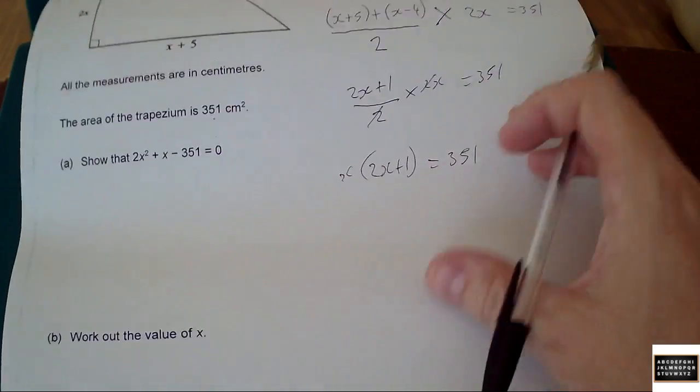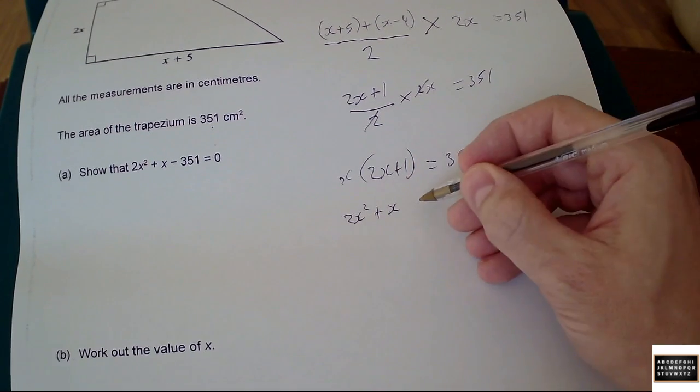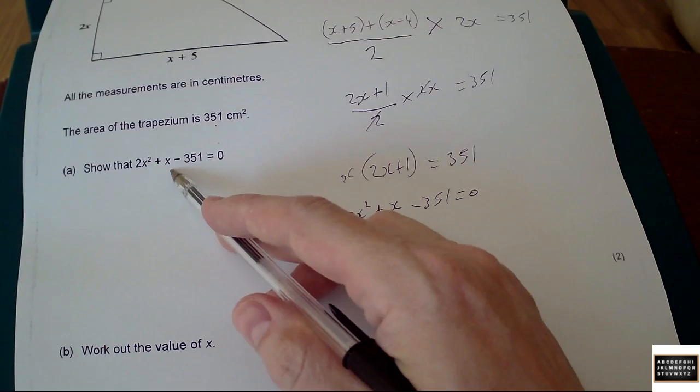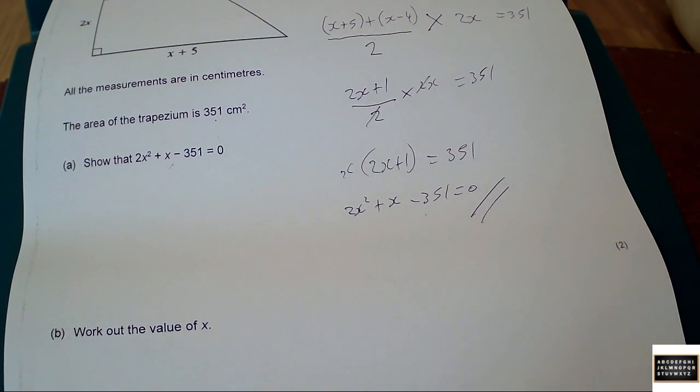Now, at this point, we're going to multiply this out. So 2x squared plus x, and then take away the 351 equals 0, and we've shown what the question wanted us to show. So I can say as shown there, just to show that we have got what they were asking for.